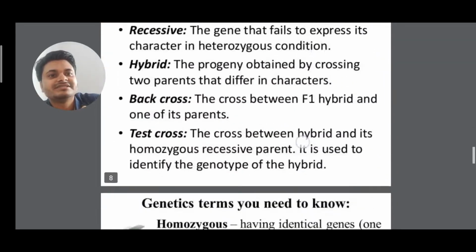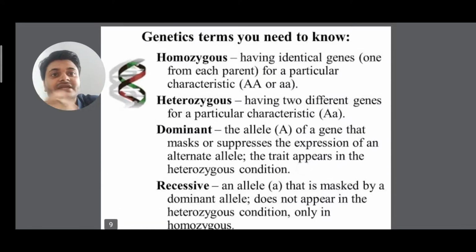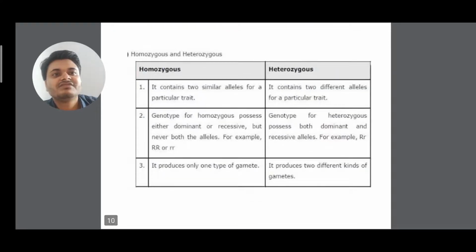So dominant and recessive I have already explained. Clear? Like capital T, capital T. This is homozygous, but this is dominant also. But capital T and small t, this is heterozygous. But out of these two, capital T and small t, capital T is dominant and small t is recessive. Next, the difference between homozygous and heterozygous is clearly given here. Homozygous means it contains two similar alleles for a particular trait, and this side, heterozygous contains two different alleles for a particular trait. Clear? So homo means similar allele and hetero means different allele.